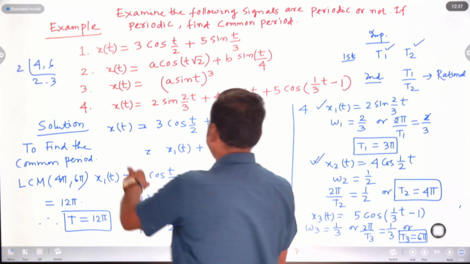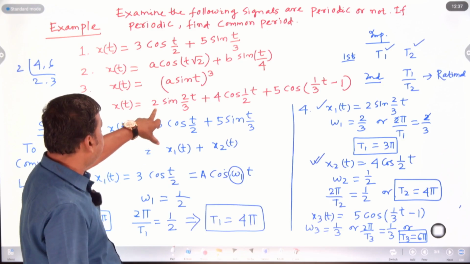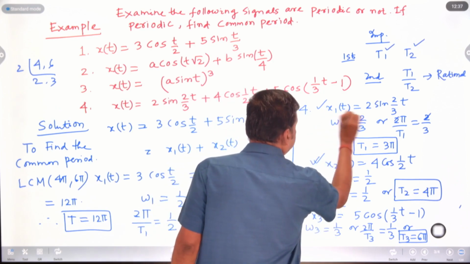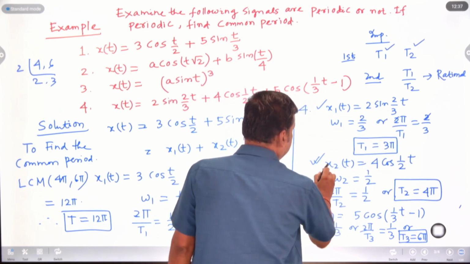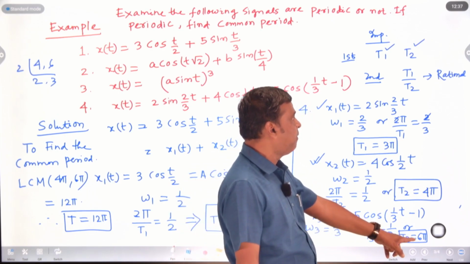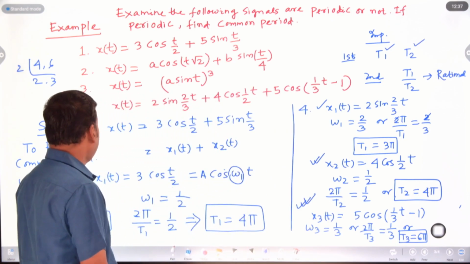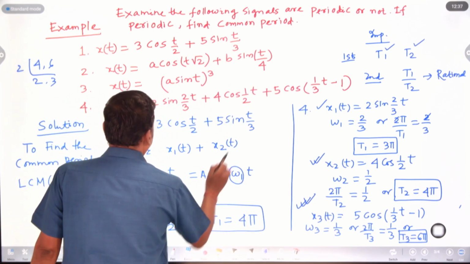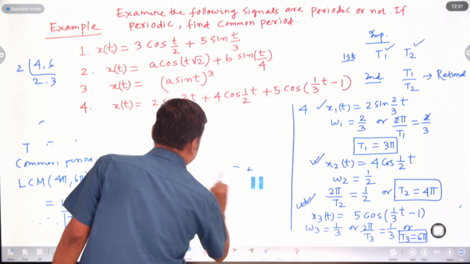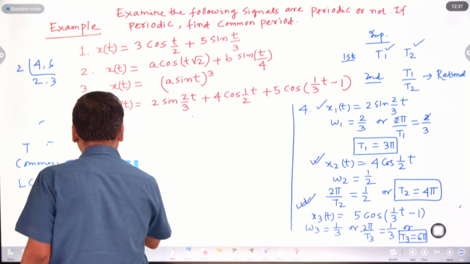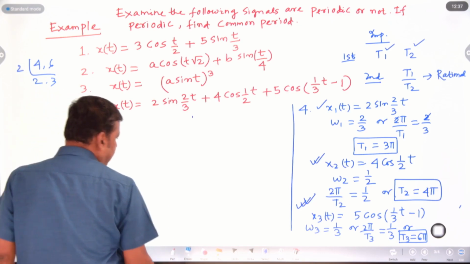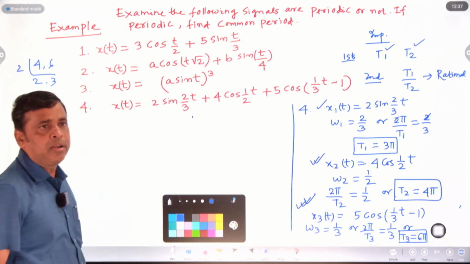For these continuous time multitone signals, we have calculated T1, T2 and T3. Here first signal T1 equal to 3 pi, second signal T2 equal to 4 pi, and third one is T3 equal to 6 pi. Then we will check whether T1 by T2 and T2 by T3 are rational or not, because the sum of 3 sinusoidal signals is given.